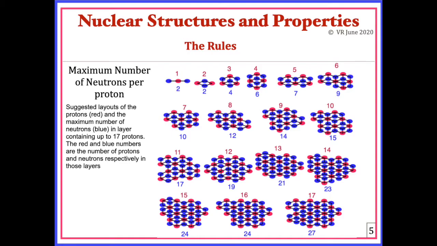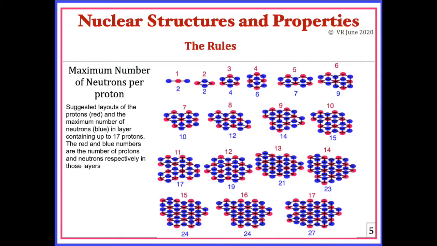This slide shows possible structures of layers containing 1 to 17 protons and the maximum number of neutrons that can be associated with that number of protons as determined by those rules of binding. Other arrangements are possible, but they won't vary far from these. A couple of features to note are the surfaces are not regular. Apart from the Z equals 1 layer, every nucleon is in an alpha particle structure.